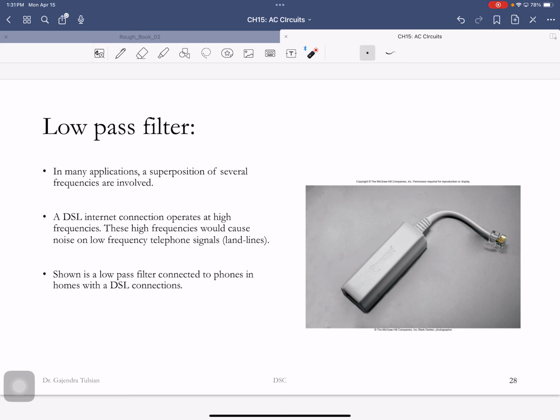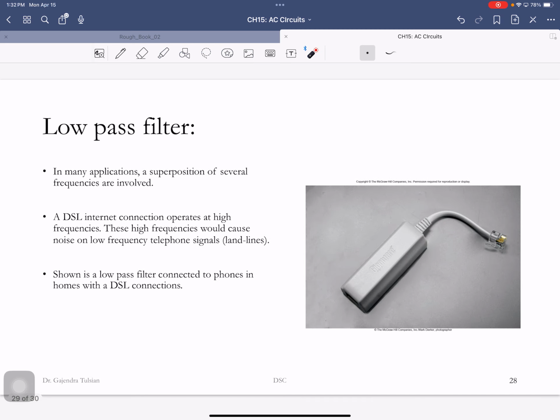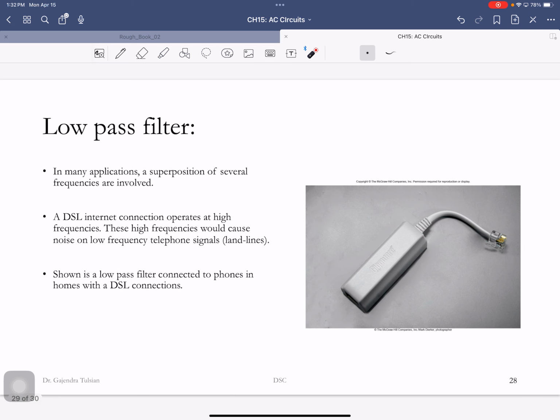Okay. But internet connection operates at a high frequency. So the carrier signal for the internet data was a high frequency, and for voice signal it was a low frequency. Okay. So you have a mixture of signal coming, and across the capacitor you get this low frequency signal out. So this was the device. This was a low pass filter.